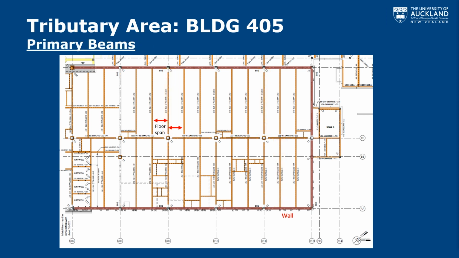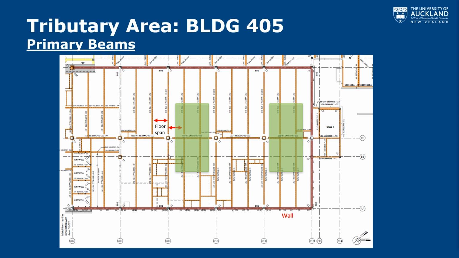If we were to plot up the location of, say, the primary beam, and we were standing right here, we would go into the secondary beam and then into the primary. Again, if we're standing here, into the secondary beam, into the primary. If we're standing over here, secondary beam, and then into the wall. If we did all of that plotting for each of the primary beams, we'd get a tributary area that looks like this. Again, if we're standing here, we go into the secondary beam, into the primary. If we're standing here, into the secondary beam, into the primary.